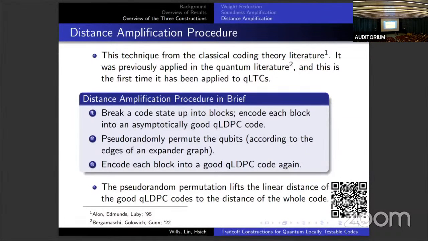The pseudo-random permutation from the expander graph has the effect of lifting the linear distance of those inner asymptotically good codes to the distance of the outer code. The notion is that in order to create an error on the new code, you have to fill up every block with errors, because the pseudo-random permutation mixes all of the errors evenly amongst every block.